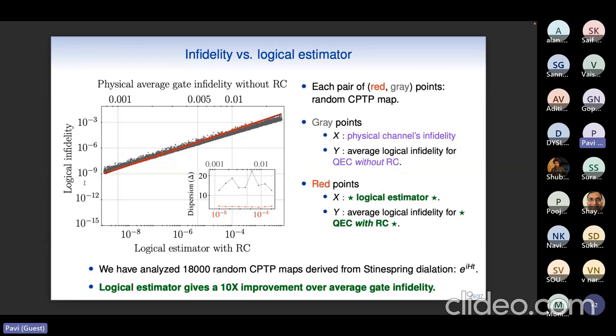So we have this plot with the top x-axis representing our old metric, with the bottom x-axis representing our new metric. So if you now see, every pair of points in gray and red represents a device, except the gray part is telling us the correlations between the old fidelity and the logical error rate. The red part is telling us the correlations between the new logical estimator and the logical error rate. And as you can see, the logical estimator is much more correlated with the logical error rate, which means that its value can be used to estimate the logical error rate with greater confidence.